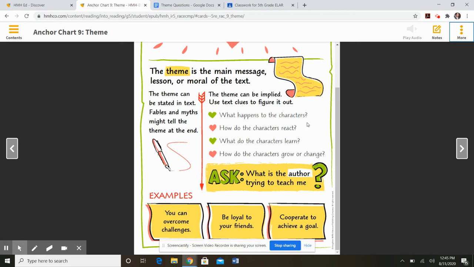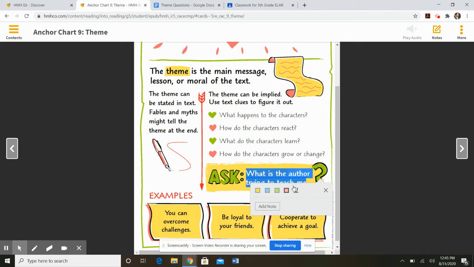You can ask, what happens to the character or subject? How do they react? What do they learn? How do they grow or change? And what is the author trying to teach me? This one is very important. What is the author trying to teach me?